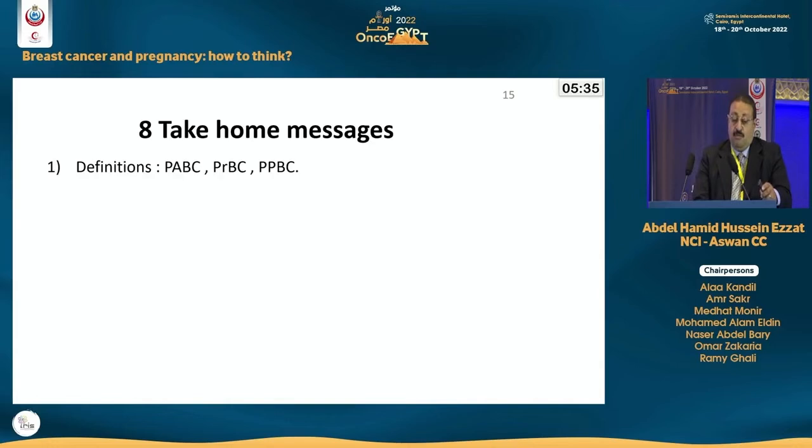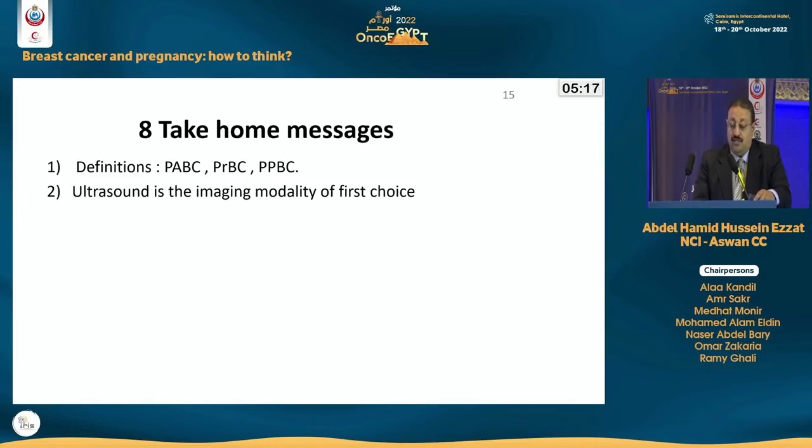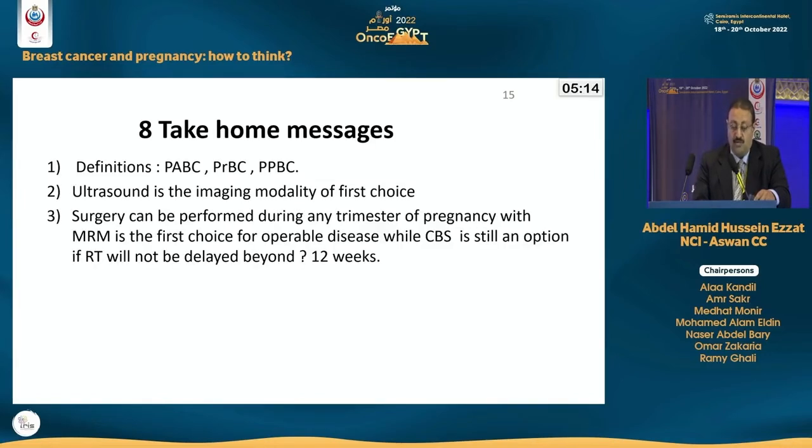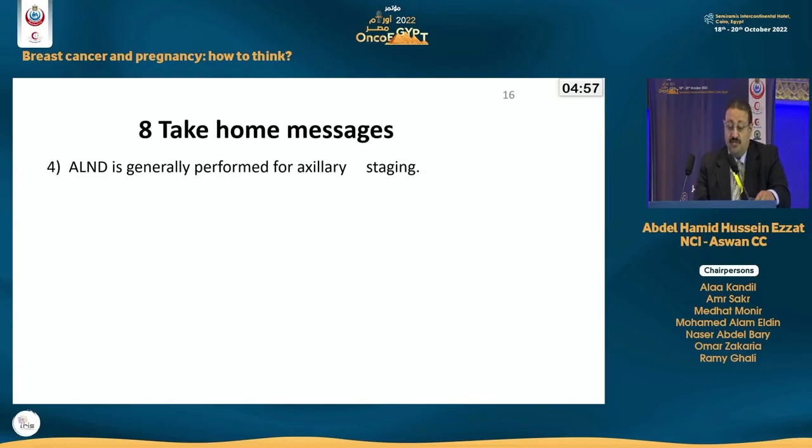Number 1, we talked about the definitions: pregnancy-associated breast cancer, pregnancy with breast cancer, and postpartum breast cancer. The last one is the most serious, and they think it has the worst prognosis. Ultrasound is the modality of choice. Surgery can be performed during any trimester of pregnancy, with modified radical mastectomy the first choice for operable disease, while conservative breast surgery is still an option if radiotherapy is not delayed beyond 12 weeks. Axillary lymph node dissection is generally performed for axillary staging.